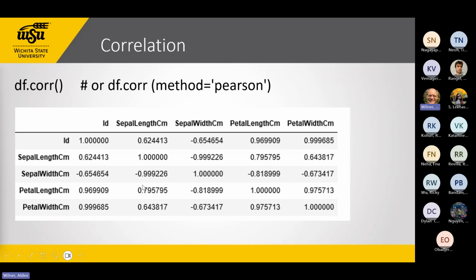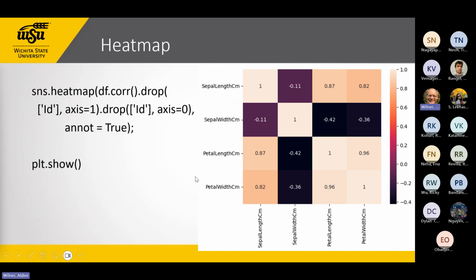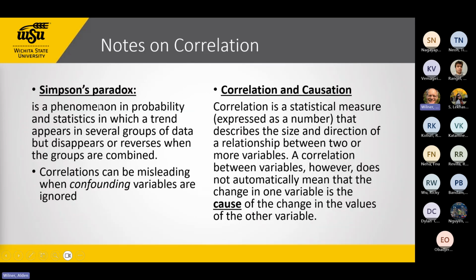Okay. So there's our correlation using the Pearson method. There's different ways of correlation. You have to read about that yourself if you want to. I'm not going to go into that. There's our heat map. Again, Simpson's paradox.